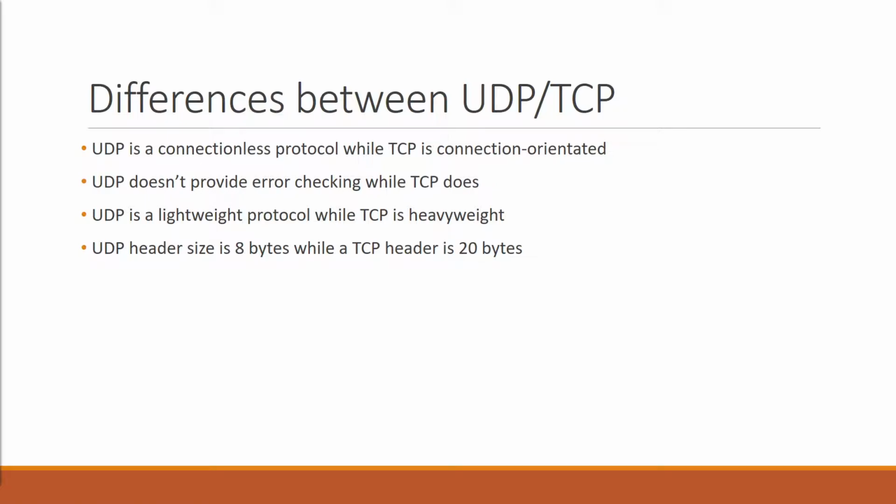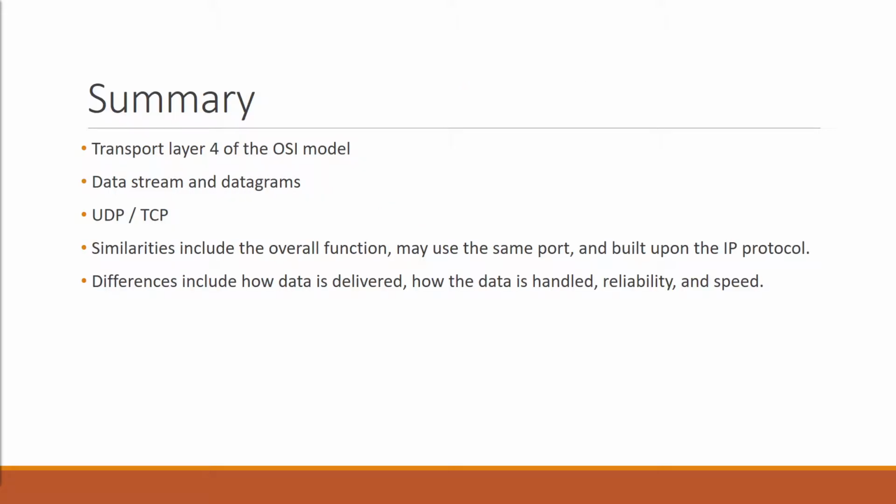Since TCP has to do all this extra work with error checking and setting up a connection, that's going to take a little bit more work on TCP's side, while UDP doesn't have to worry about that, so it's not included. It makes it a little bit faster, a little lightweight. Another big difference is the header size of the packets themselves. UDP header size is going to be 8 bytes, while TCP headers are going to be 20.